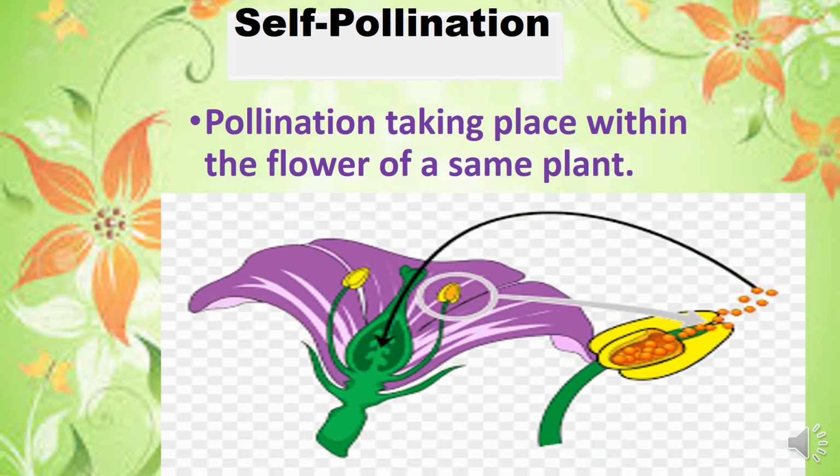You can see in the picture that in a flower both the female and male parts are present, and if the pollen grain falls on the female part, that is called self-pollination.